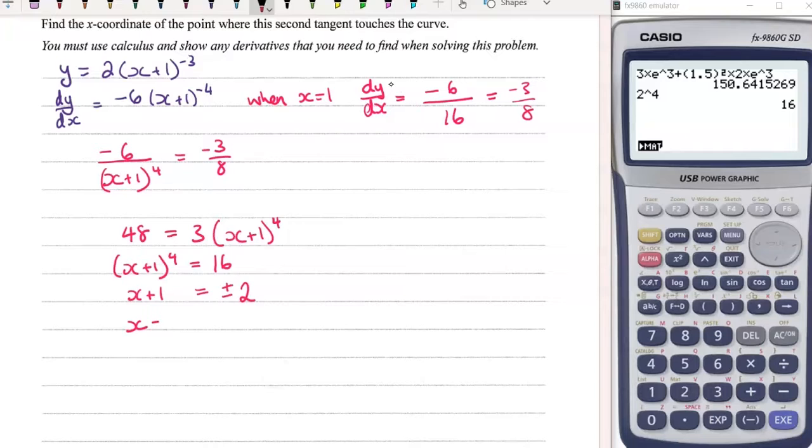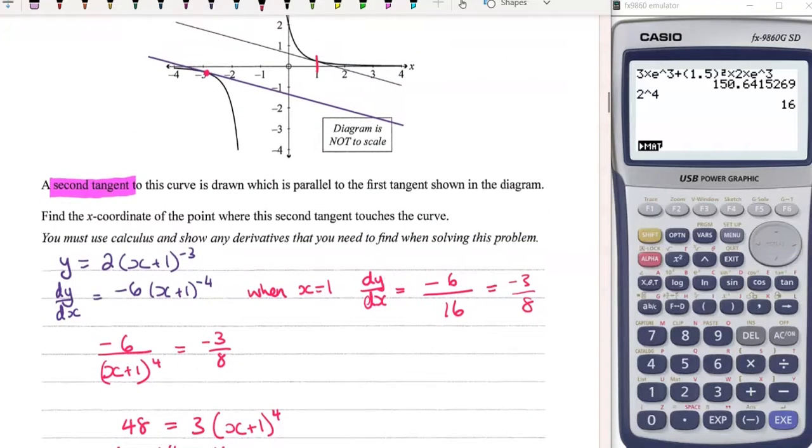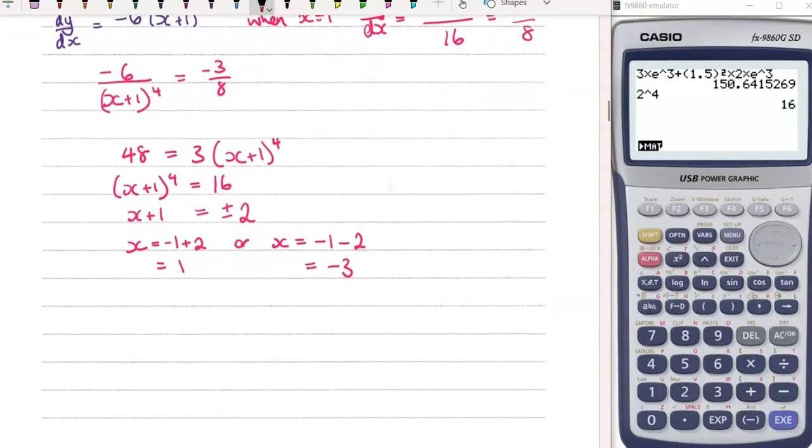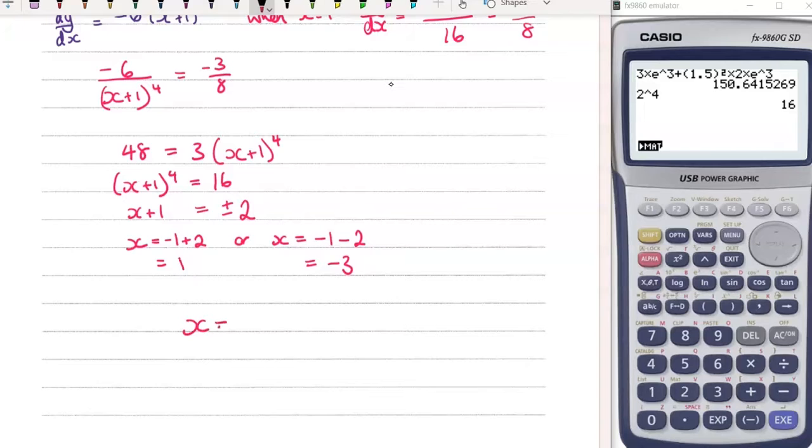So then x plus 1 could be 2, or x plus 1 equals -2. So this gives me x equals -1 plus 2, which is 1. This one is -1 minus 2, which is -3. Now, going back to our graph, we've got the x equals 1 here. So the coordinate that we were looking for must actually be on this -3. So x equals -3 for the second tangent.